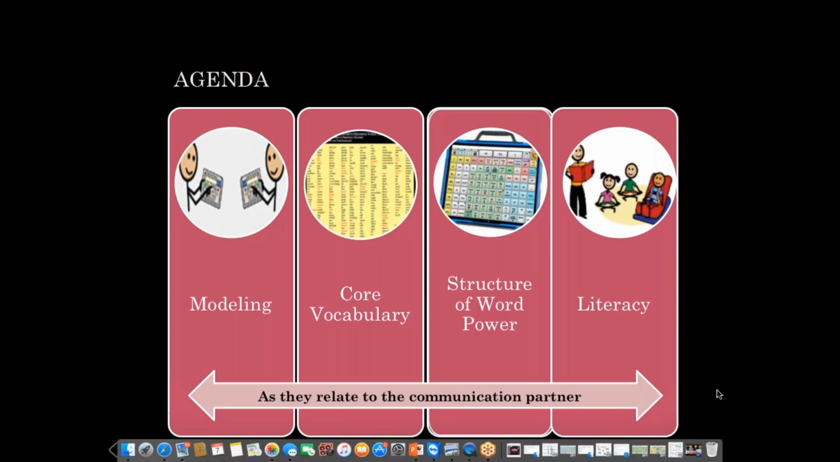So then you'll notice at the bottom, it says, as they relate to the communication partner. So the communication partner is everybody but the person using the communication device. And I think so often we do focus on the person using the device, obviously. But the communication partner plays a really important role in all these aspects. And if that person or persons don't understand what it is they're supposed to be doing, then everything kind of falls apart, and the person using the device kind of follows along with that adult that's supposed to be instructing them. So that's the intent of the training today.